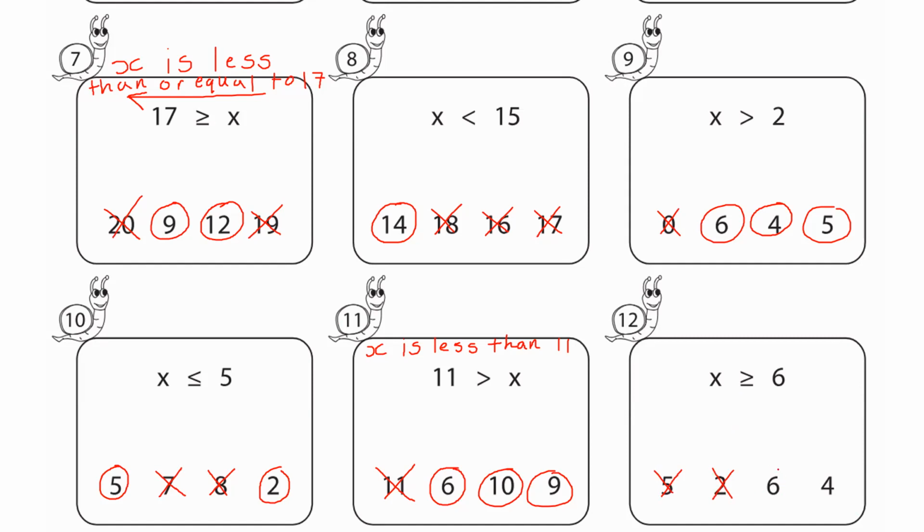Why are we including 6? Because it's equal. 6 is equal to itself. Very good. And how about 4? No, it's less than. Very good.